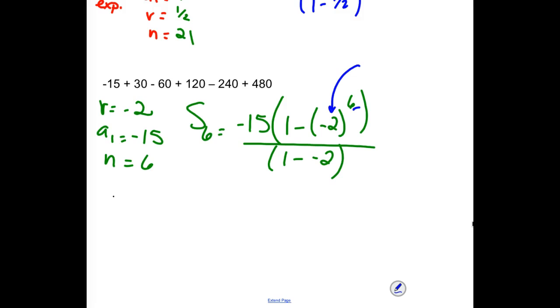So go ahead with your calculators. Prove to me the answer should be 315. I want you to type it in and make sure that works.